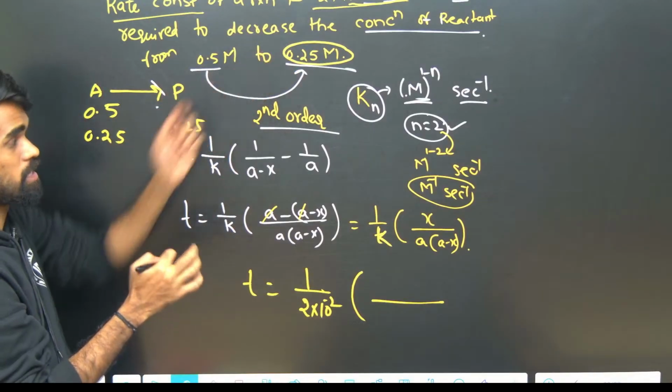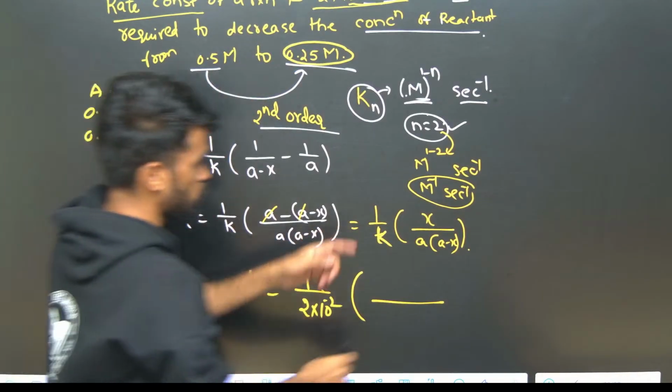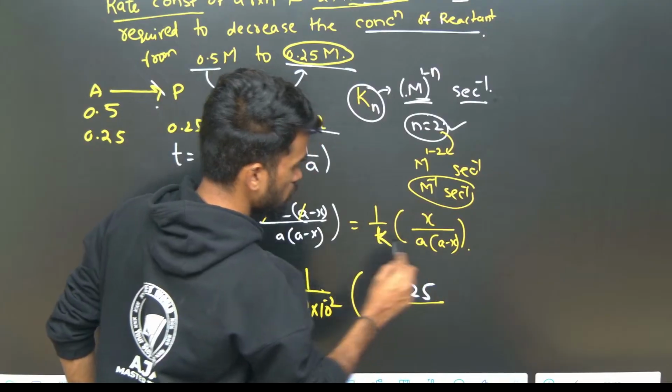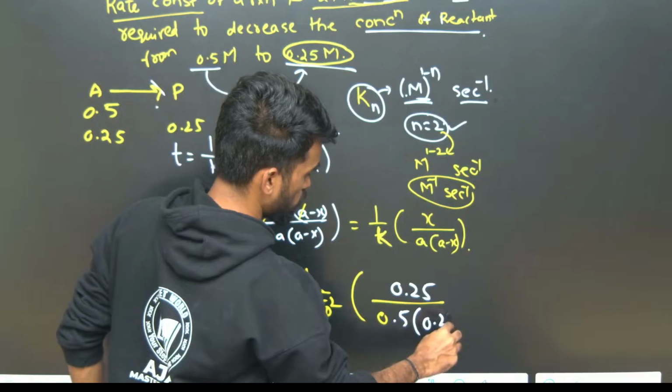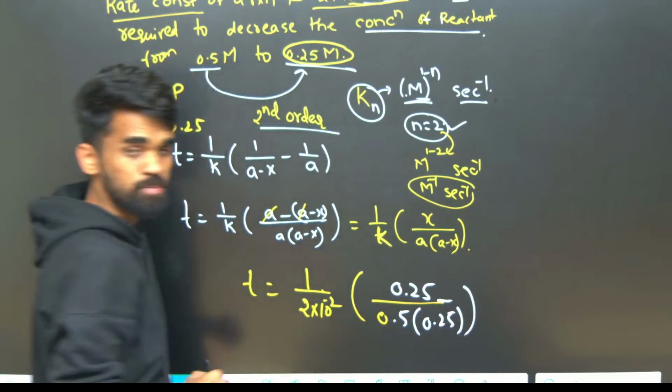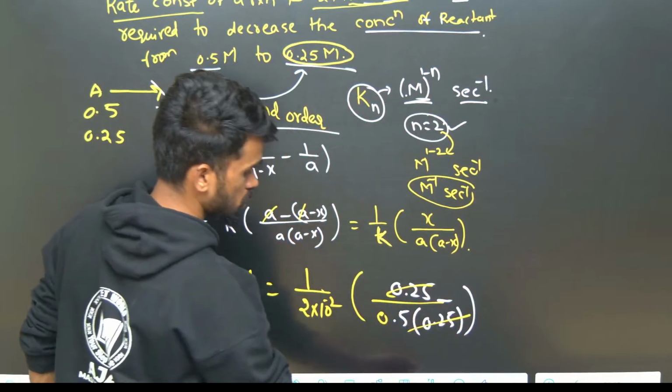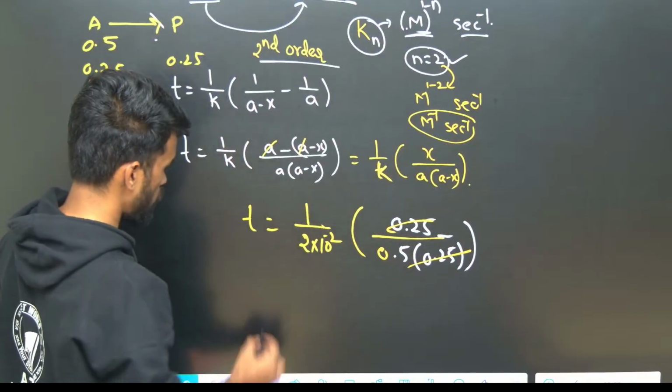See, by looking at this, that is the scenario now. So x value is 0.25, okay, and here a value is 0.5 and a minus x is 0.25. That is done, so we are done with the substitution. So remove these two things. Next, what are you having?